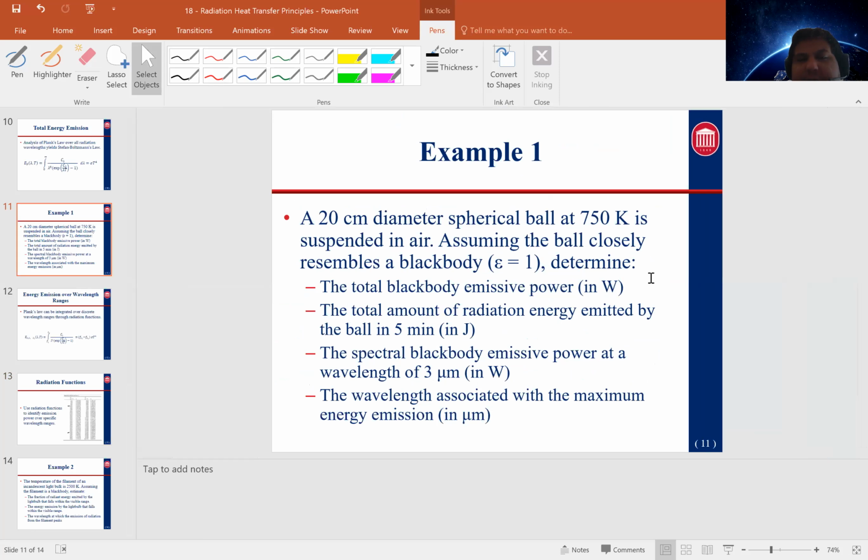So in this example, I have a 20 centimeter sphere at 750 Kelvin. It's going to be suspended in air. If I can assume it's a black body, what's the total emissive power? The total amount of radiation emitted in 5 minutes, the spectral blackbody emissive power at a wavelength of 3 microns, and the wavelength associated with the maximum energy emission. So let's take a look at this example together.